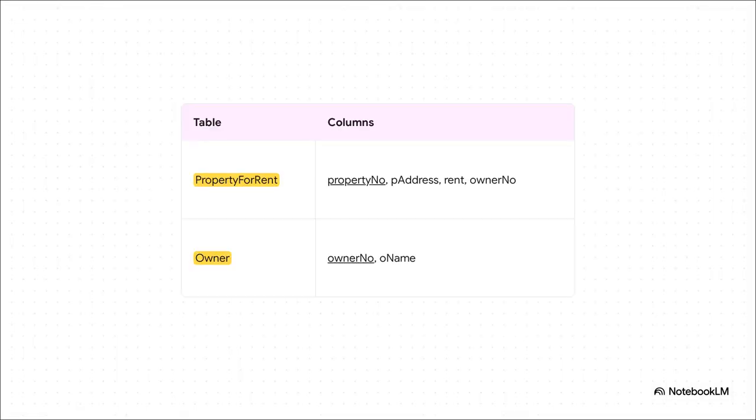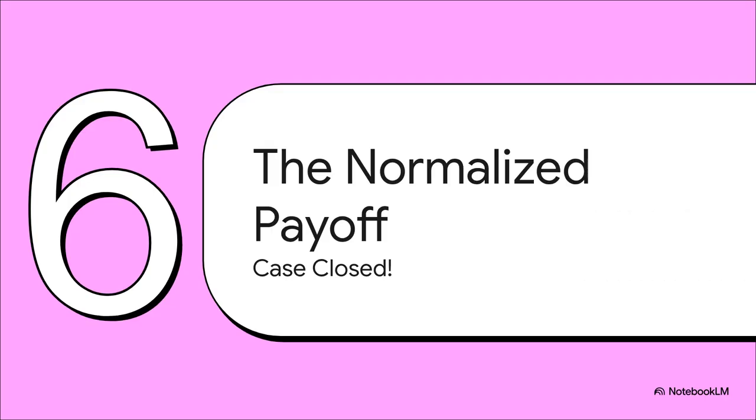And you've probably guessed the solution by now. We split the table again. We create a brand new owner table that contains only information about the owners. Now, the property for rent table only holds info directly about the property itself. Each table is now about one single clear subject, and that is the absolute essence of a well-normalized database. So, after all that detective work, after following the clues and splitting up our tables, what did we actually accomplish? What's the big payoff? Let's take a look at the final, beautifully organized result.